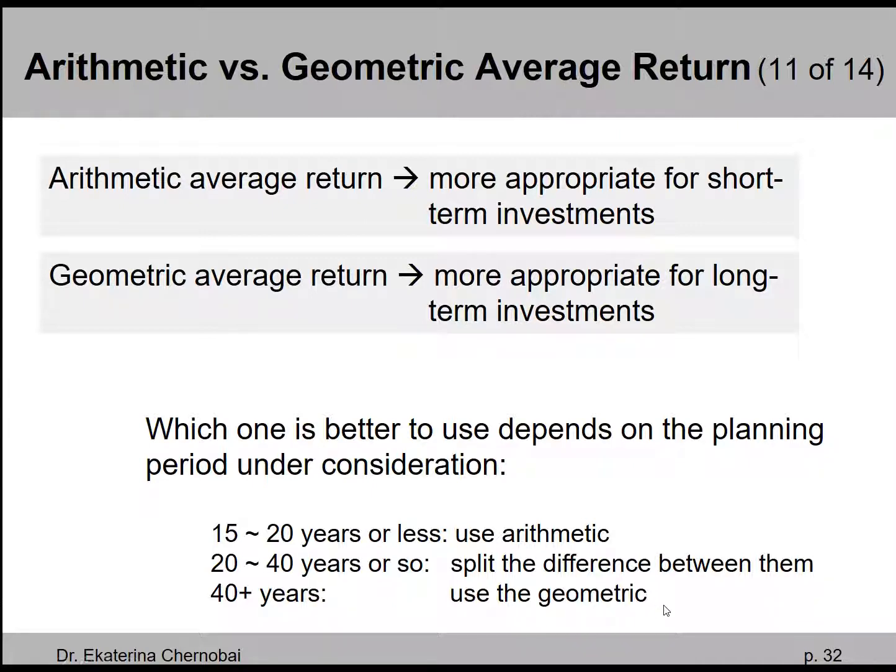The geometric one is definitely the one to use if the investment period is longer than 40 years, because it's a very different number from the arithmetic average. And the book says to split the difference if your investment period is somewhere between 20 and 40. In this class, on the exams, in the homework assignments, you probably will never see more than 6 returns that are given to you. So a 6-year investment project.